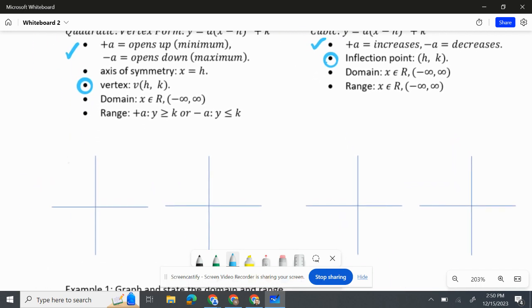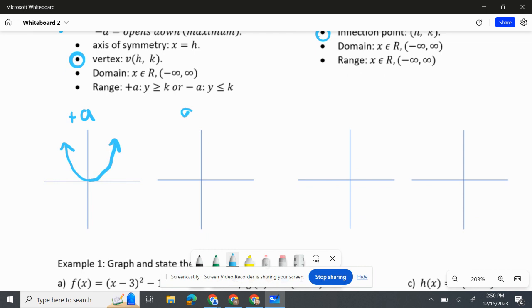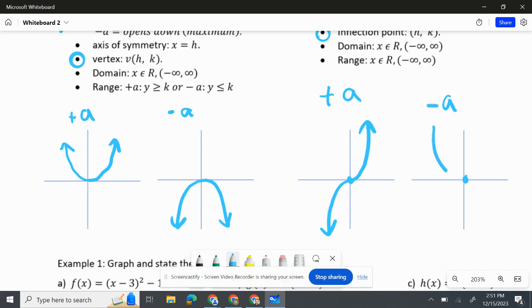So our quadratic is our parent equation. It's going to look like this, where if our A value is positive, it's going up, and if our A value is negative, then our quadratic is going down. Now for a cubic, our parent equation is going to go up and down, and that would be when A is positive. And when the A is negative, it's going to go down.